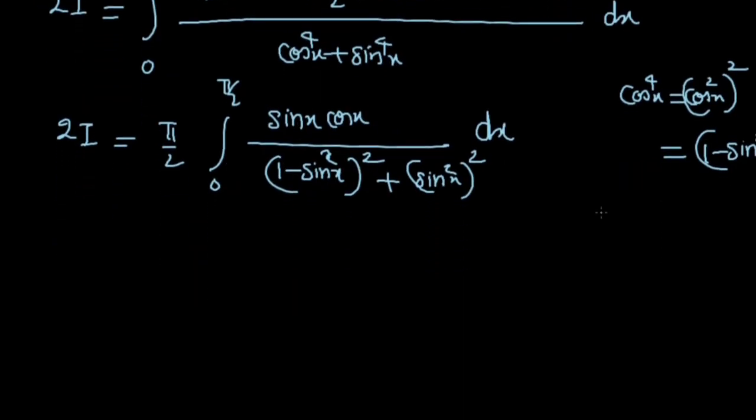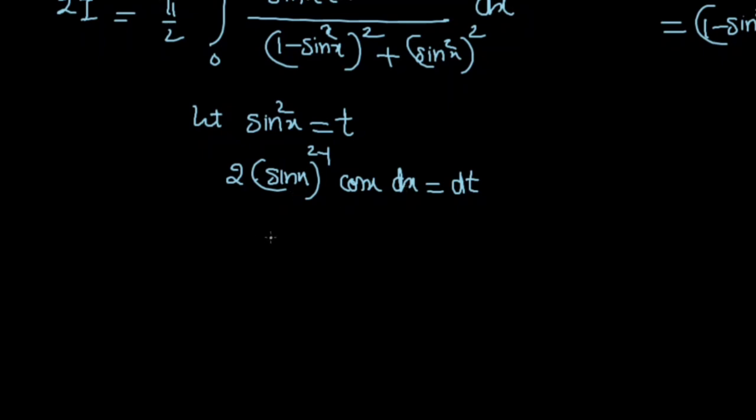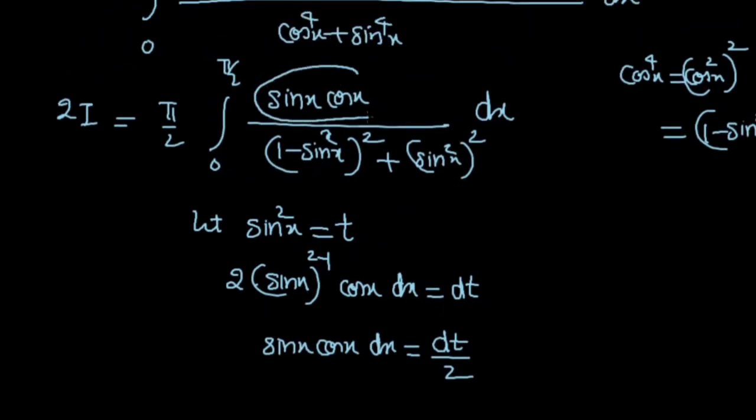From here we see that sin cos is there. Now let us use the substitution method. Let sin square x be equal to t. Differentiation of sin square x: the derivative of x to the power of n gives 2 times sin x whole to the power of 2 minus 1, and inside, the differentiation of sin x is cos x, with dx, and the differentiation of t is dt. So 2 sin x cos x dx equals dt. In the place of sin x cos x dx, can I substitute dt by 2? Yeah, we can substitute dt by 2.